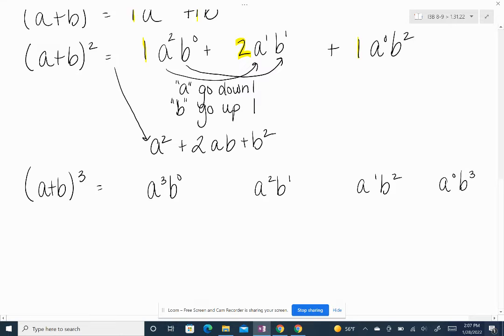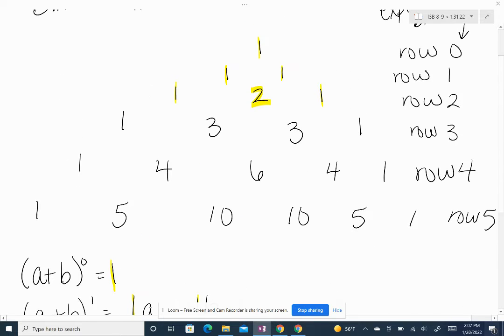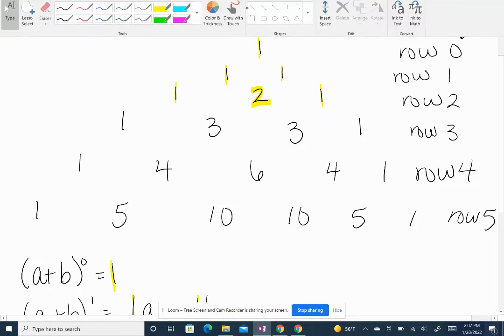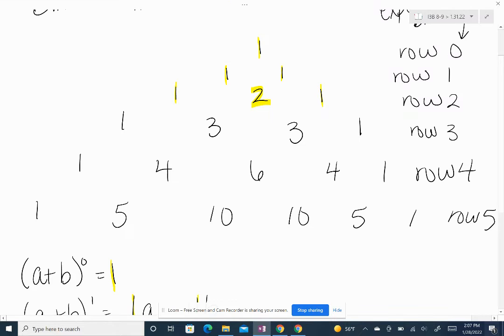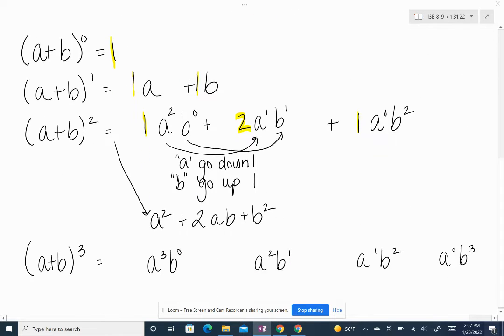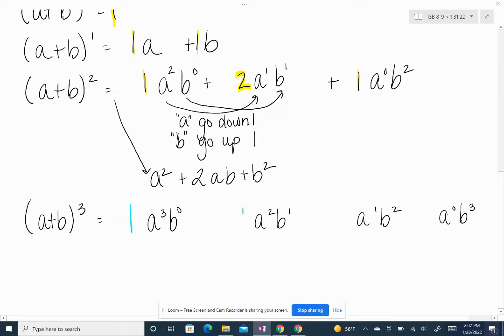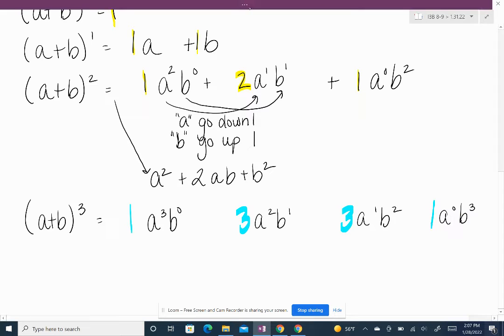Okay, now we're going to add in our coefficients. So for this one, I'm feeling blue. We'll do blue. Okay, so 1, 3, 3, 1. These are going to be your coefficients. 1, 3, 3, 1. Okay.